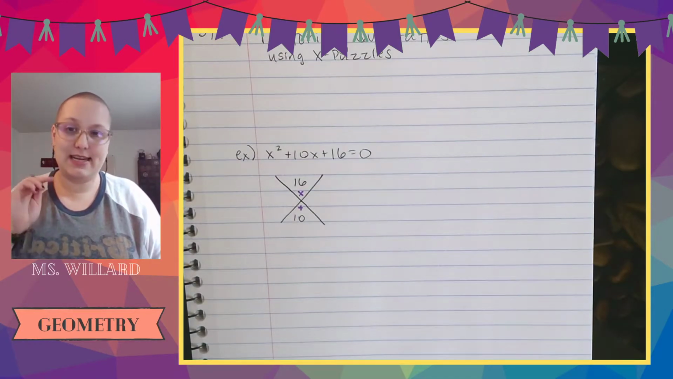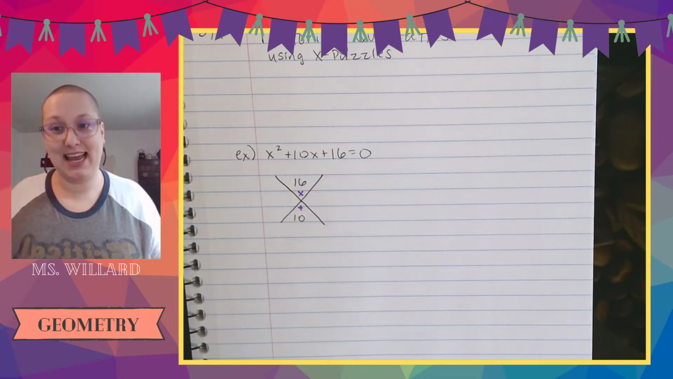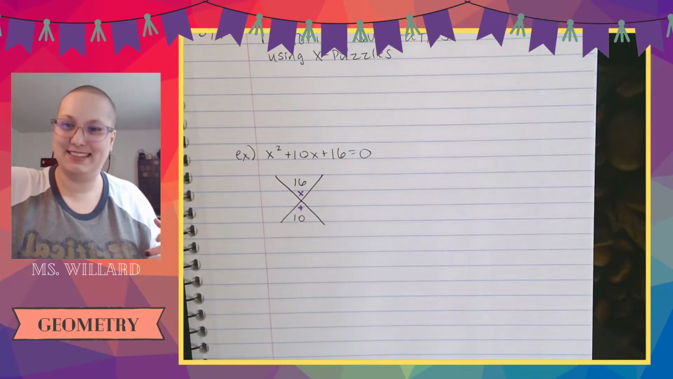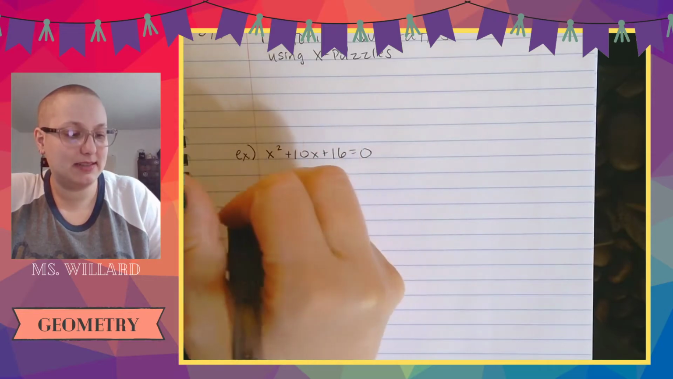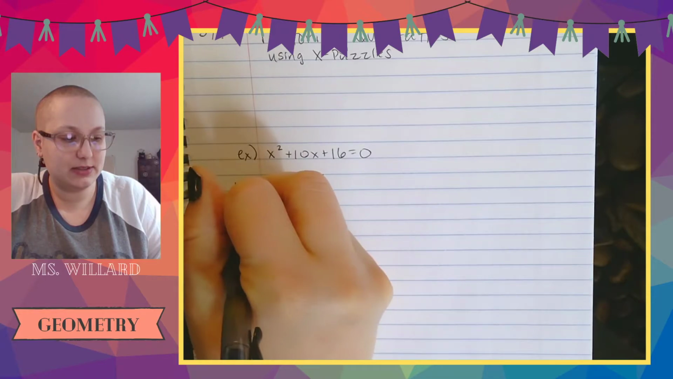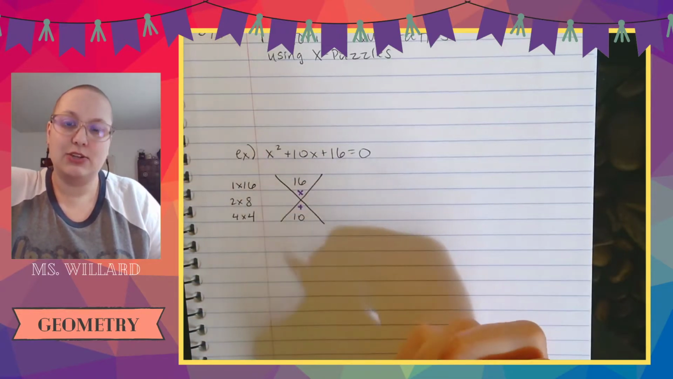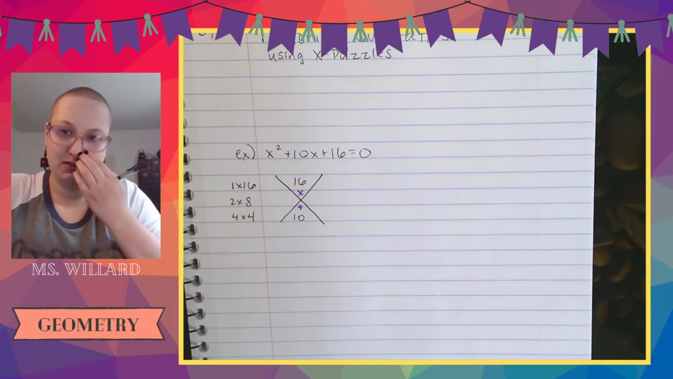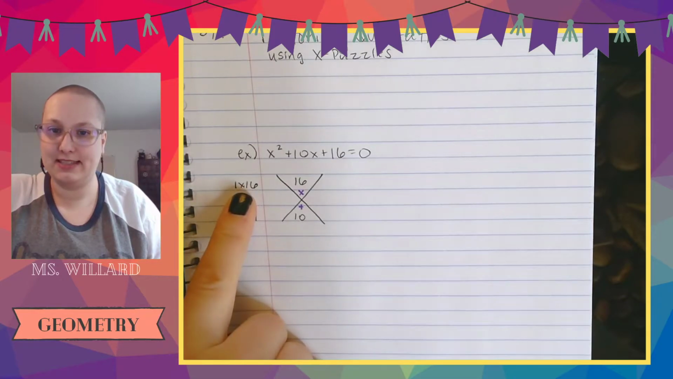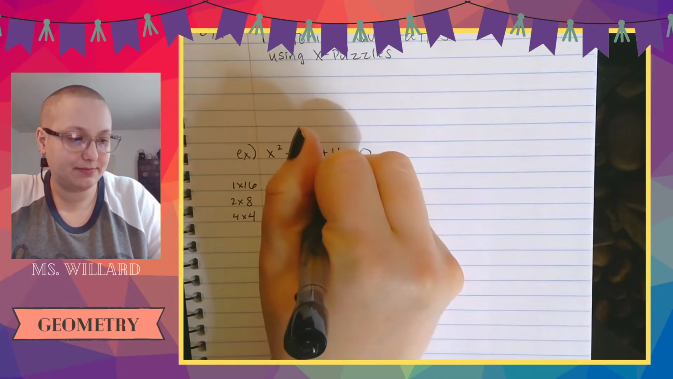So what times what makes 16? There's only a couple options. But what plus what makes 10? There's a million, because I could keep subtracting. So what multiplies to get 16? I know that 1 times 16 is 16, 2 times 8 is 16, and 4 times 4 is 16. Out of those 3 options, those 3 factors, what would add up to get 10? That would make 17. That would make 10. So it's going to be 2 and 8.